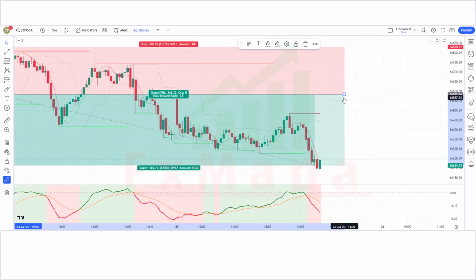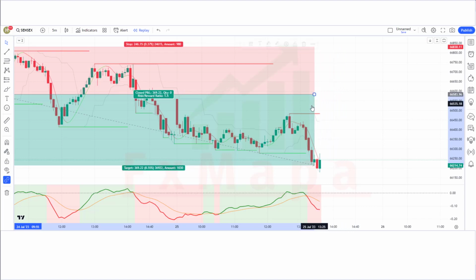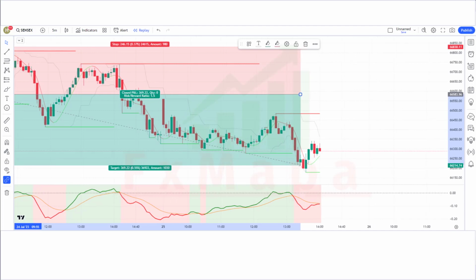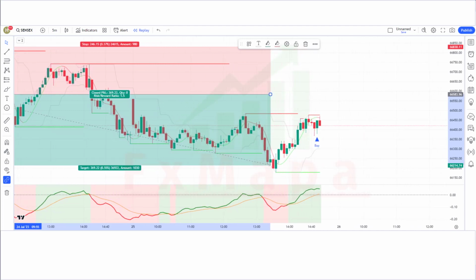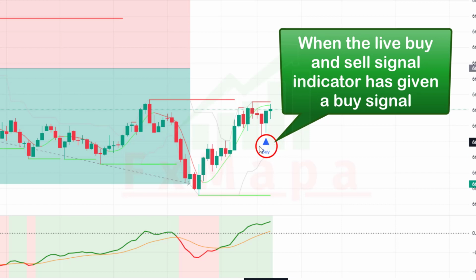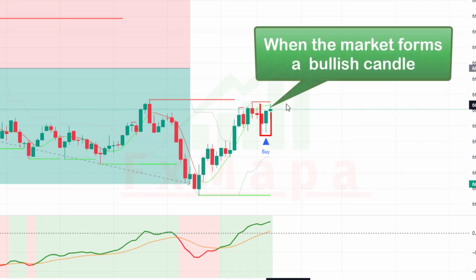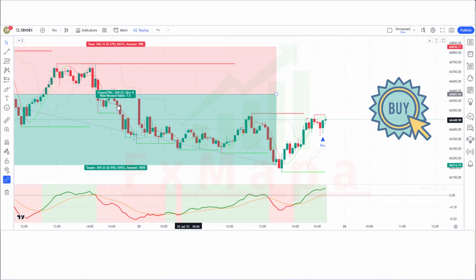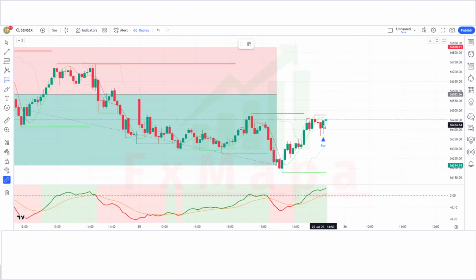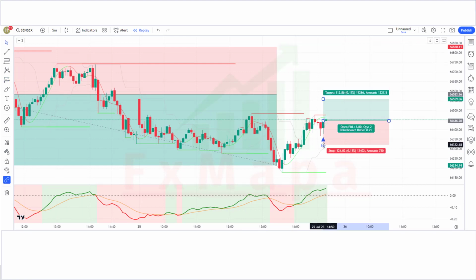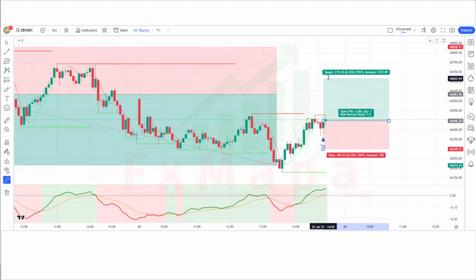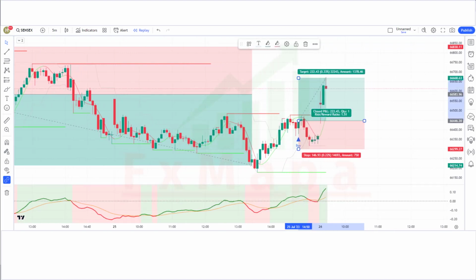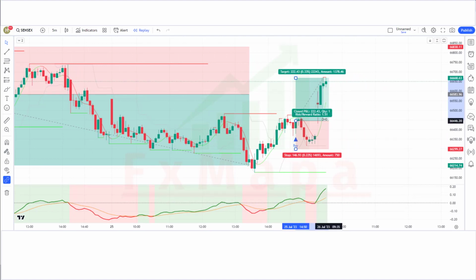The market has completely hit the target. Now let us understand long position. When the live buy and sell signal indicator has given a buy signal, when the market forms a bullish candle, when the background of GMMA oscillator indicator is uptrend, if this condition is fulfilled, then we will place buy order. Our stop loss will be placed at the follow trend indicator plot line. And the risk to reward ratio will be 1:1.5. The market has completely hit the target.